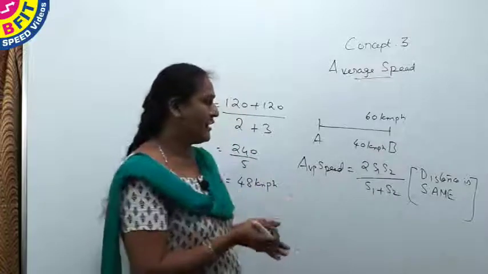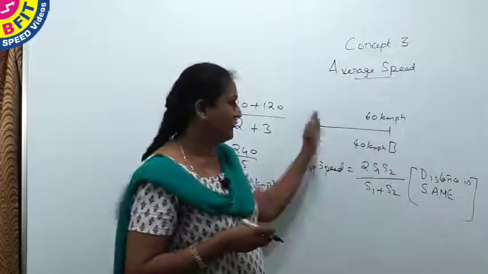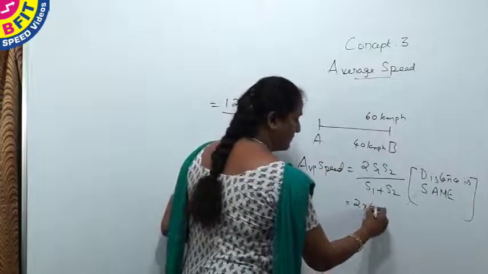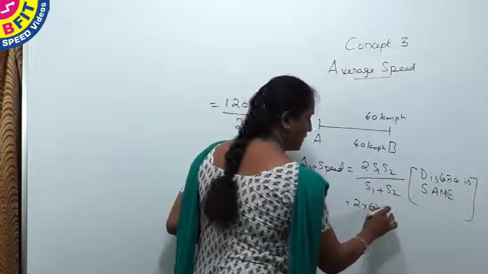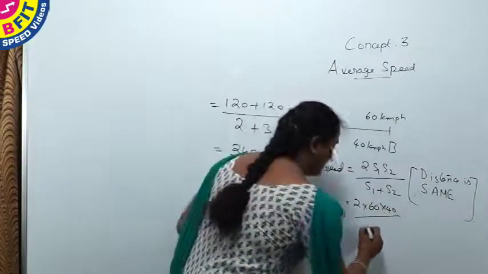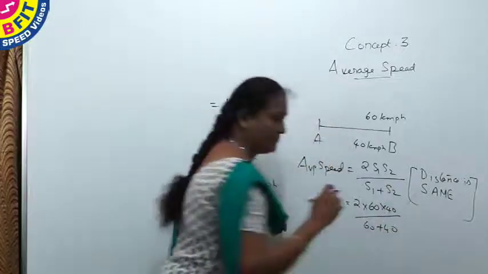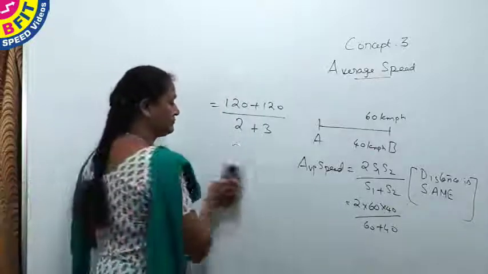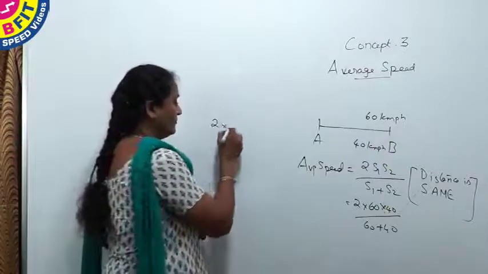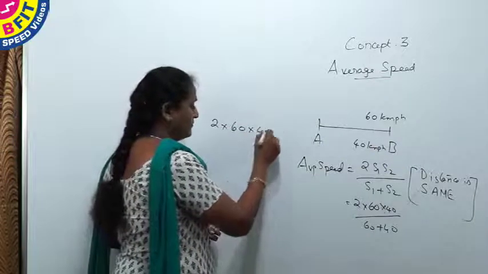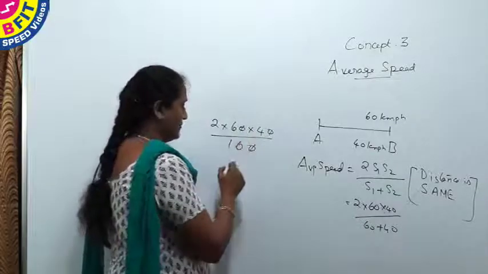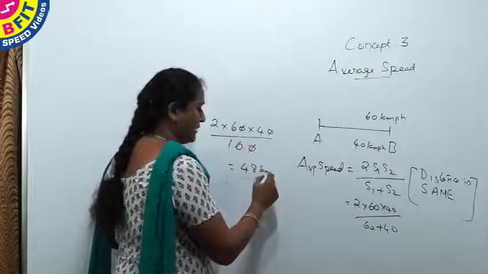So we'll see how to find average speed using this shortcut when the distance is same. So here we'll take s1 as 60 and s2 as 40, by s1 plus s2. So 60 plus 40 is 100. So after simplifying this, you get 48 km per hour.